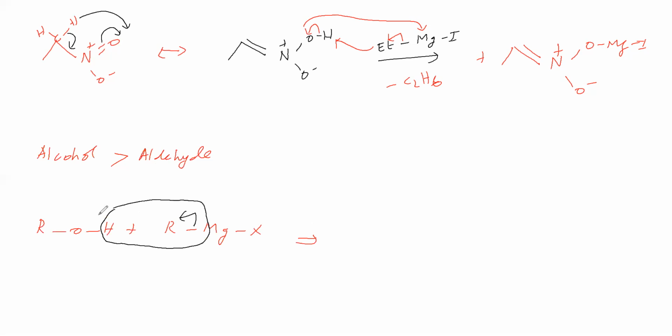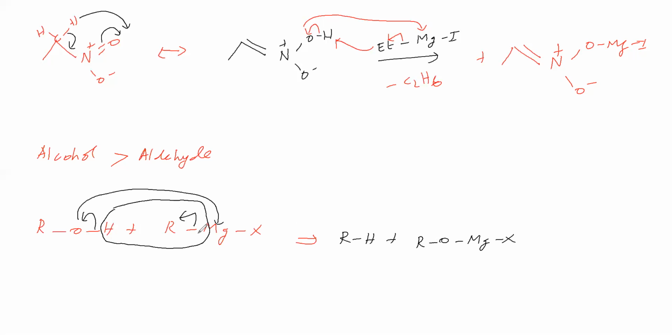This R is taking H plus. This bond is shifting to O. This O minus is attacking Mg. Therefore, what we are getting is RH and ROMgX. In the alcohol, the proton is there. In the alcohol, the OH group is there. The OH group is having acidic hydrogen. In the Grignard reagent, the R group abstracts the alcoholic H and becomes an alkane.